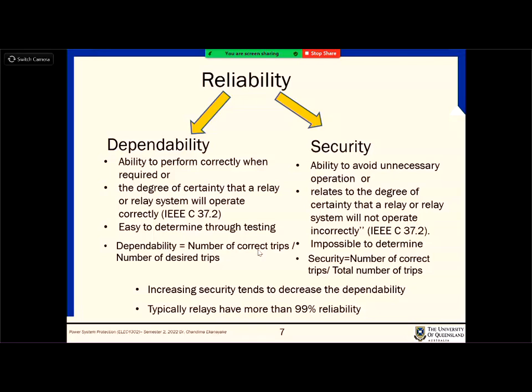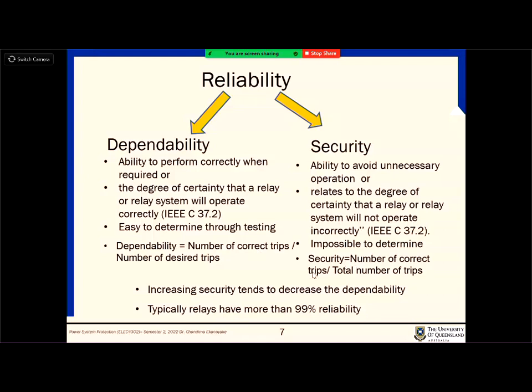And then the second term, which is security. We say that a relay is said to be secure if it does not trip when it is not expected to trip. That's why I said sometimes you feel this one and this one are quite similar. It does not trip when it is not expected to trip, which means that sometimes when it is not expected to trip, it will trip, which is an issue with security. So how do you find that?